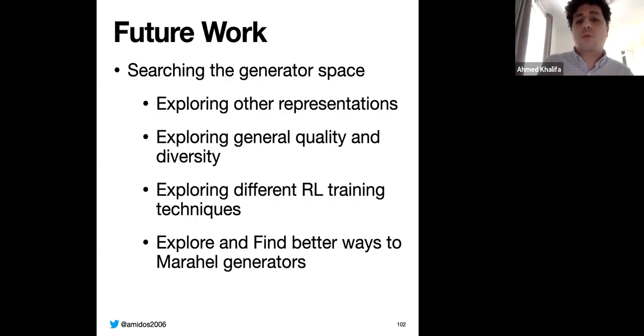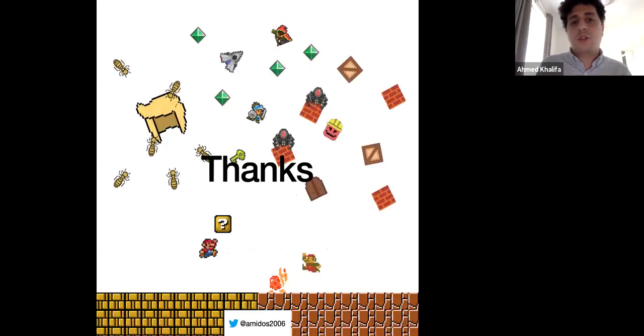We could also explore better ways to find the Marahil levels and Marahil generators. This could be done by using a different algorithm. It could be that instead of initializing with total random noise, we initialize with totally solid or totally empty and ask it to modify that. So there are a lot of different avenues and ways we can do that. And with this, I would like to thank everyone, and that's the end of the presentation.